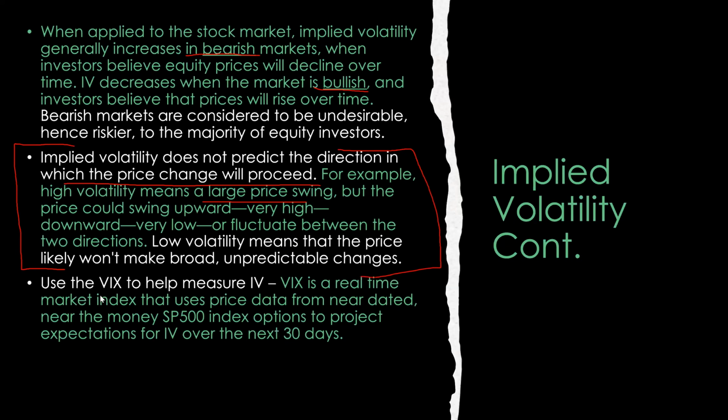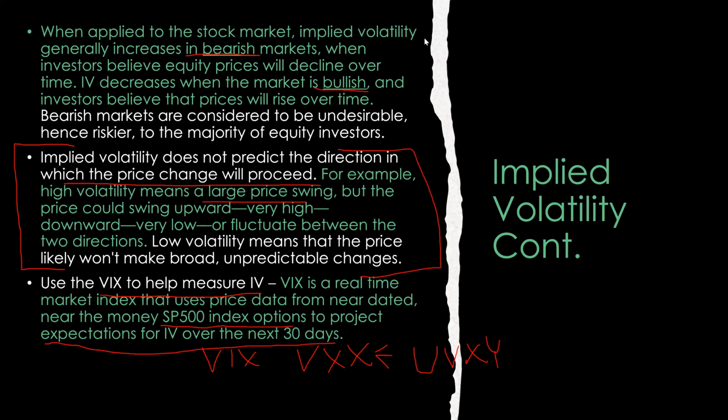You could use the VIX to help measure IV. VIX, VIX. If you're a Robinhood trader, it's VXX. If you're a Robinhood gambler, you could use UVXY as a 3-times leveraged VIX, which is extremely volatile. But the VIX is a real-time market index that uses price data from near-dated, near-the-money S&P 500 index options to project expectations of implied volatility over the next 30 days.